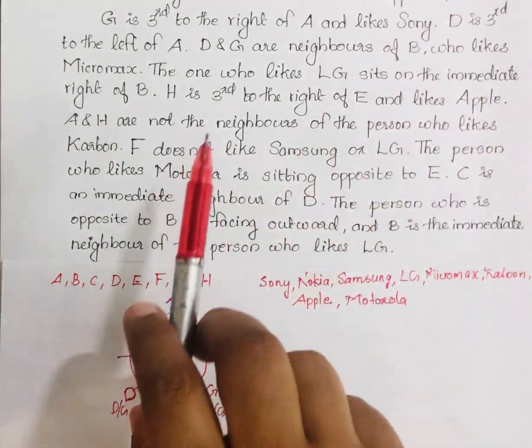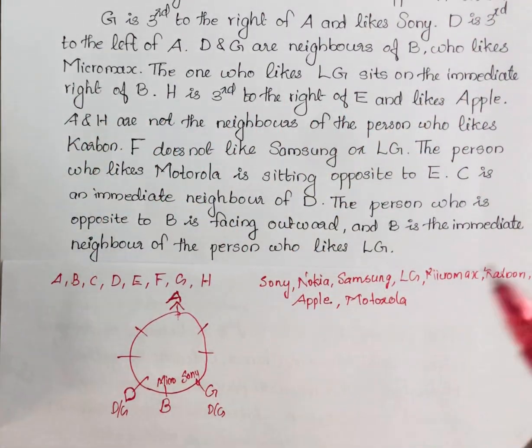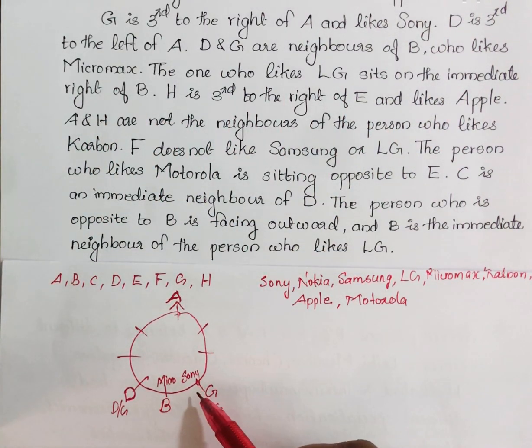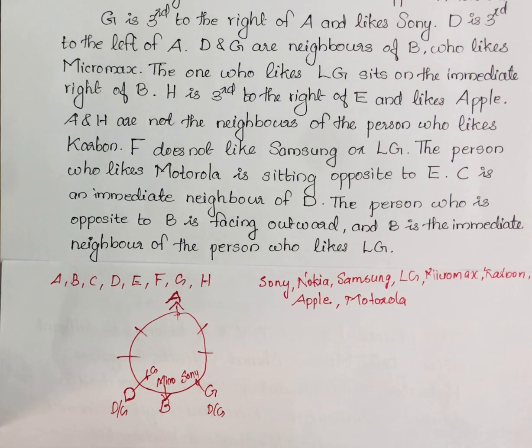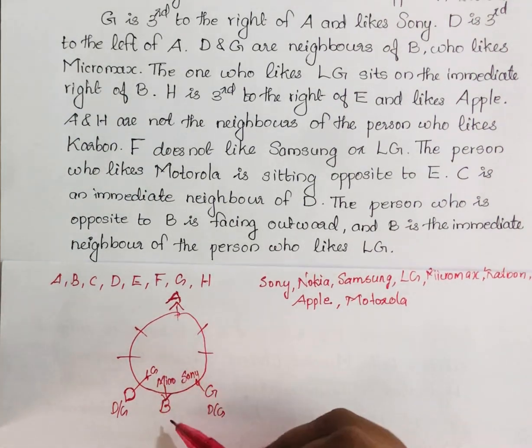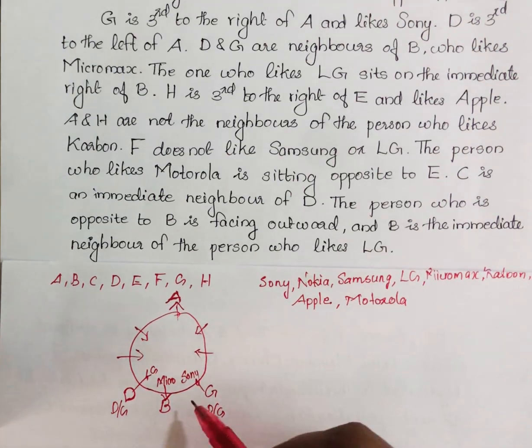And the next condition is given: the one who likes LG sits on the immediate right of B. So B facing center, immediate right LG is not possible. So B is also facing outside, immediate right is LG means D is LG. So now we got two people facing outside. So the rest of the people are definitely facing inside.